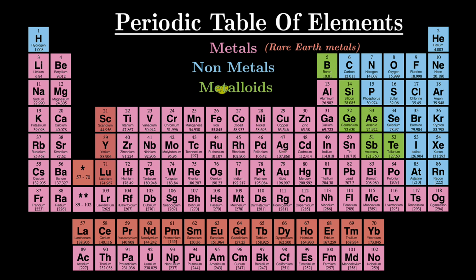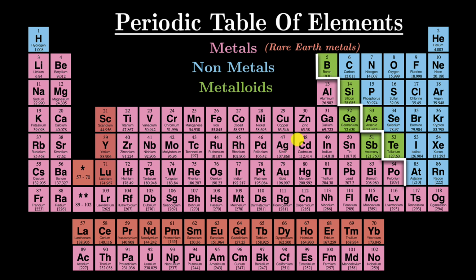What exactly? Well, you can see most elements over here are metals, and these are the rare earth metals. And they are found mostly on the left side and the center of the table. And you can see the non-metals are mostly on the upper right side of the table. And the metalloids are in between. They often form a stair-step pattern between the two groups, which makes sense because their properties are also in between these two.